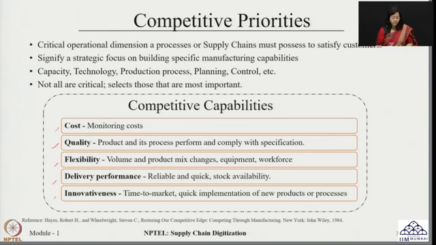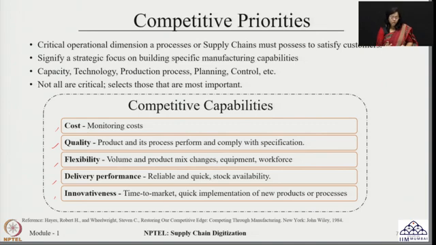The third type of competitive capability is flexibility, where the company is expected to offer products in different volumes and even with a different product mix, which the company is able to manage very easily. Similarly, for delivery performance, the competitive capability lies in ensuring that the delivery is reliable and quick, and also that the stocks are available as and when the demand comes up. The final competitive capability is innovativeness, which focuses on how quickly you are able to introduce a new product into the market so that the time to market is as low as possible, or if at any point you are trying to implement a new product or process in your system, how quickly that can be implemented.